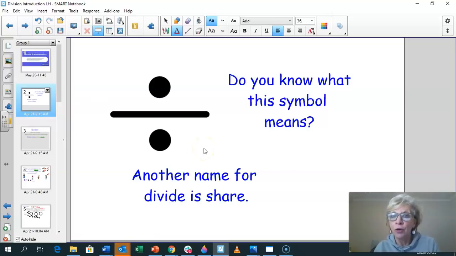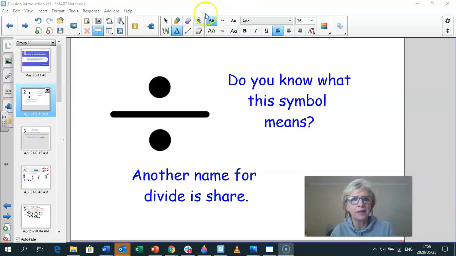Right, so what does this funny symbol look like to you? Well, it looks to me like someone is rowing on a boat, or it's two big dots with a stripe in between. Well, I wonder what that is.